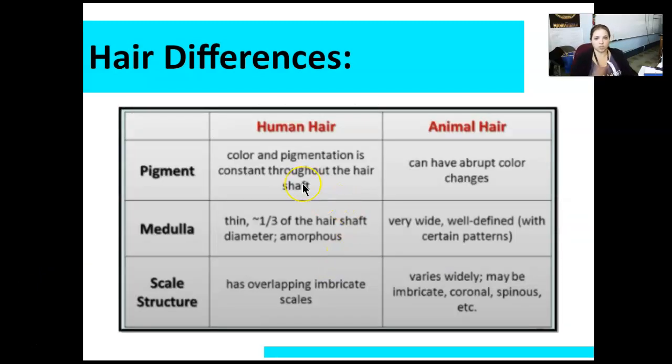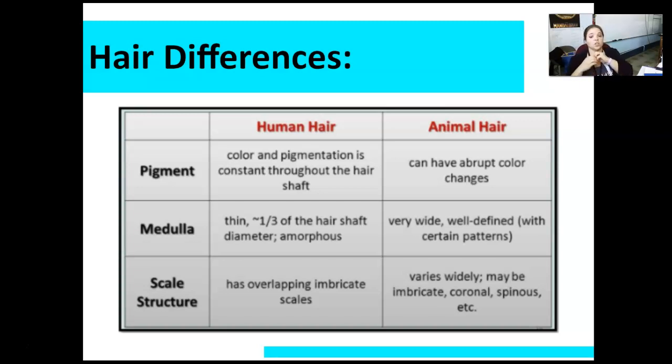So on top of that, some comparisons. Human hair color and pigmentation is constant, so it doesn't change throughout the hair shaft. Via dyeing, but that's only if you dye, it's only the outside, not the inside. Whereas animal hair can have multiple colors on one strand. The medulla is a third of the shaft diameter for humans, and amorphous. That means it doesn't always look the same on each side.